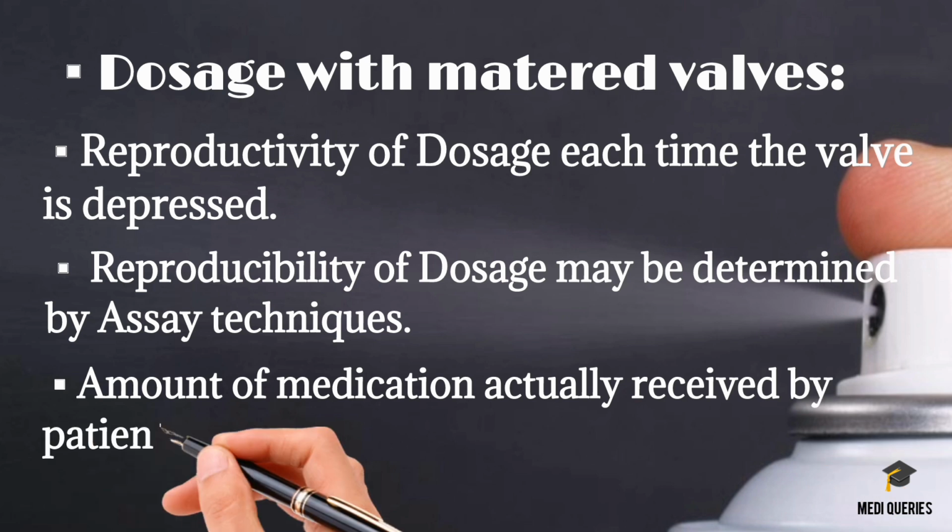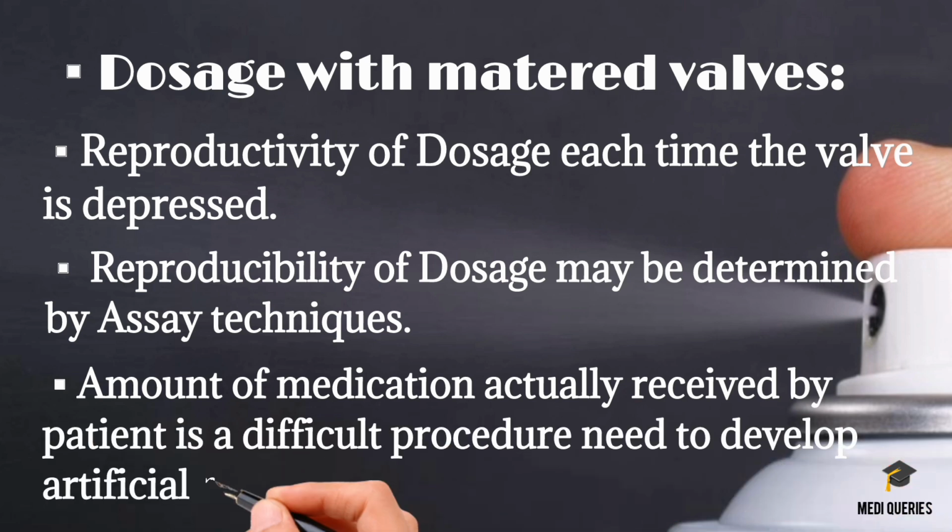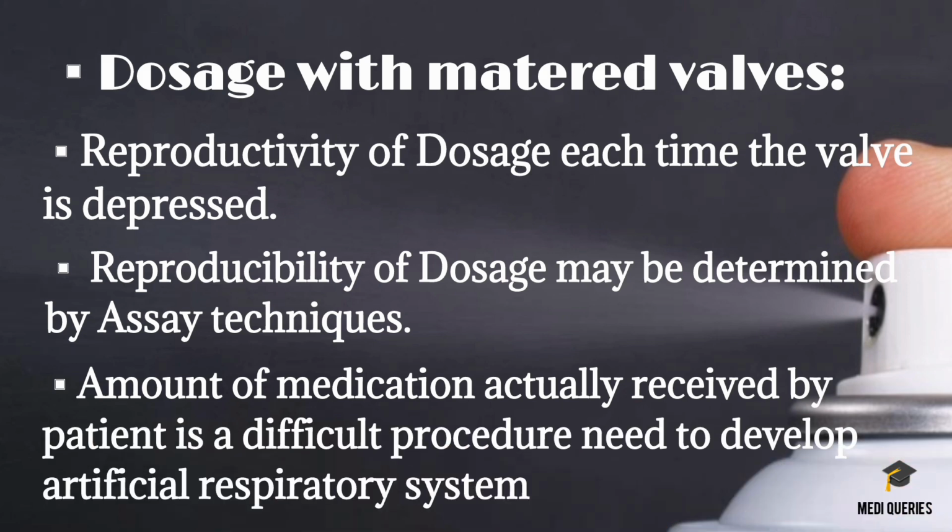Reproducibility of the doses each time the valve is depressed, and the amount of the medication actually received by the patient, need to be determined. So reproducibility of the doses may be determined by simple assay techniques, whereby 1 or 2 doses are dispersed into a solvent or onto a material that absorbs the active ingredients. These solutions can be assayed and the amount of the active ingredient is determined here.